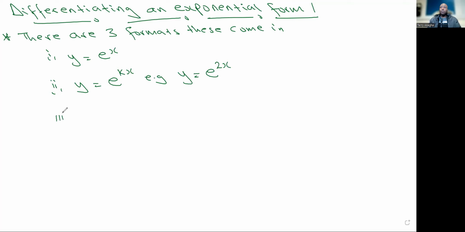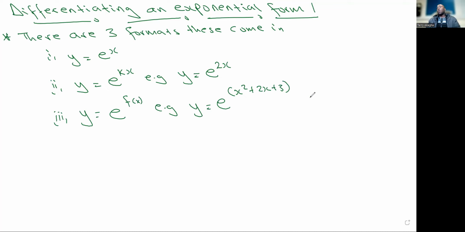Or it's possible that you could also have a format where the exponential is raised to a function. For instance, you could have something like y is equal to e raised to power x squared plus 2x plus 3. So you can see the exponential is raised to a quadratic. Or you can have y is equal to e raised to power sine x. So the exponential is raised with trigonometry. These are the three possible formats that you can get for exponentials.